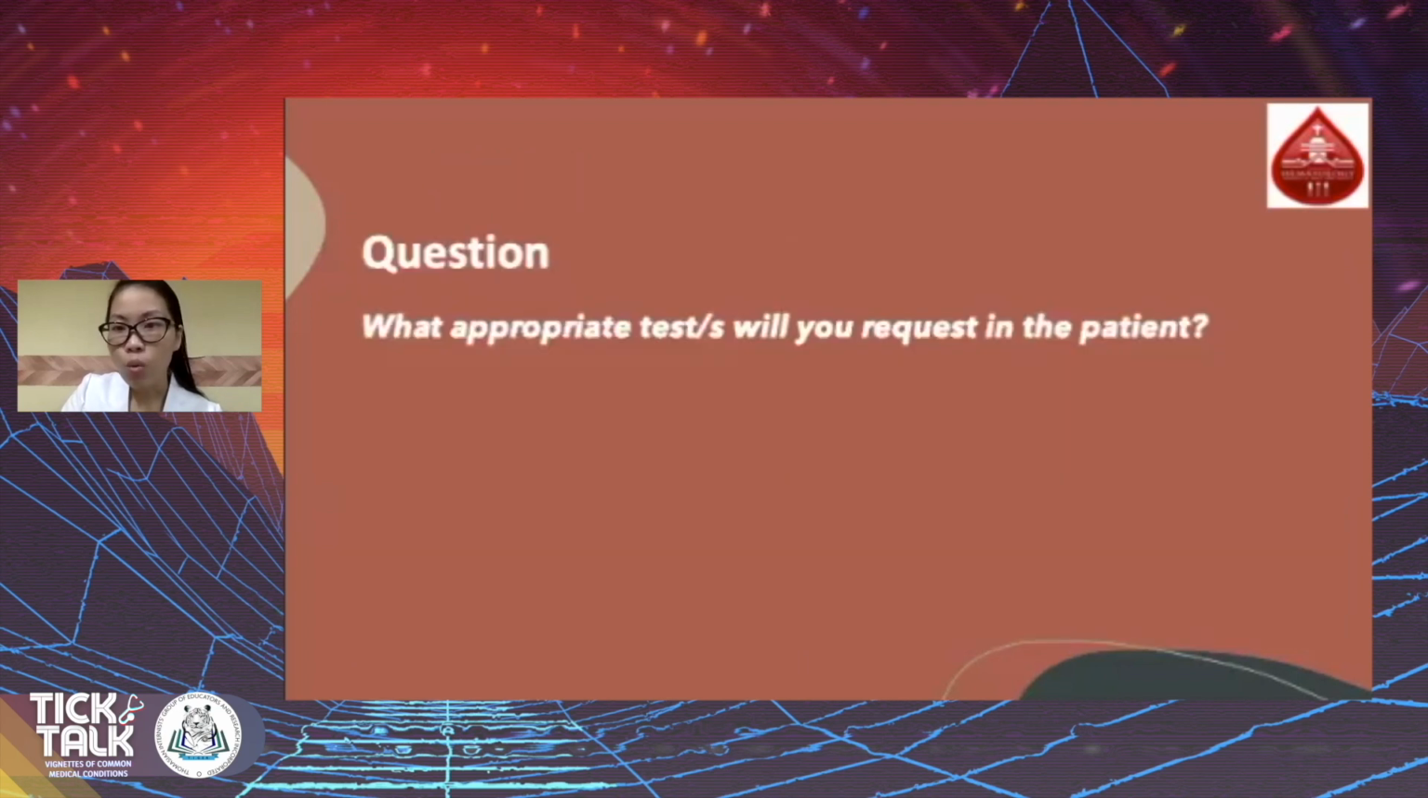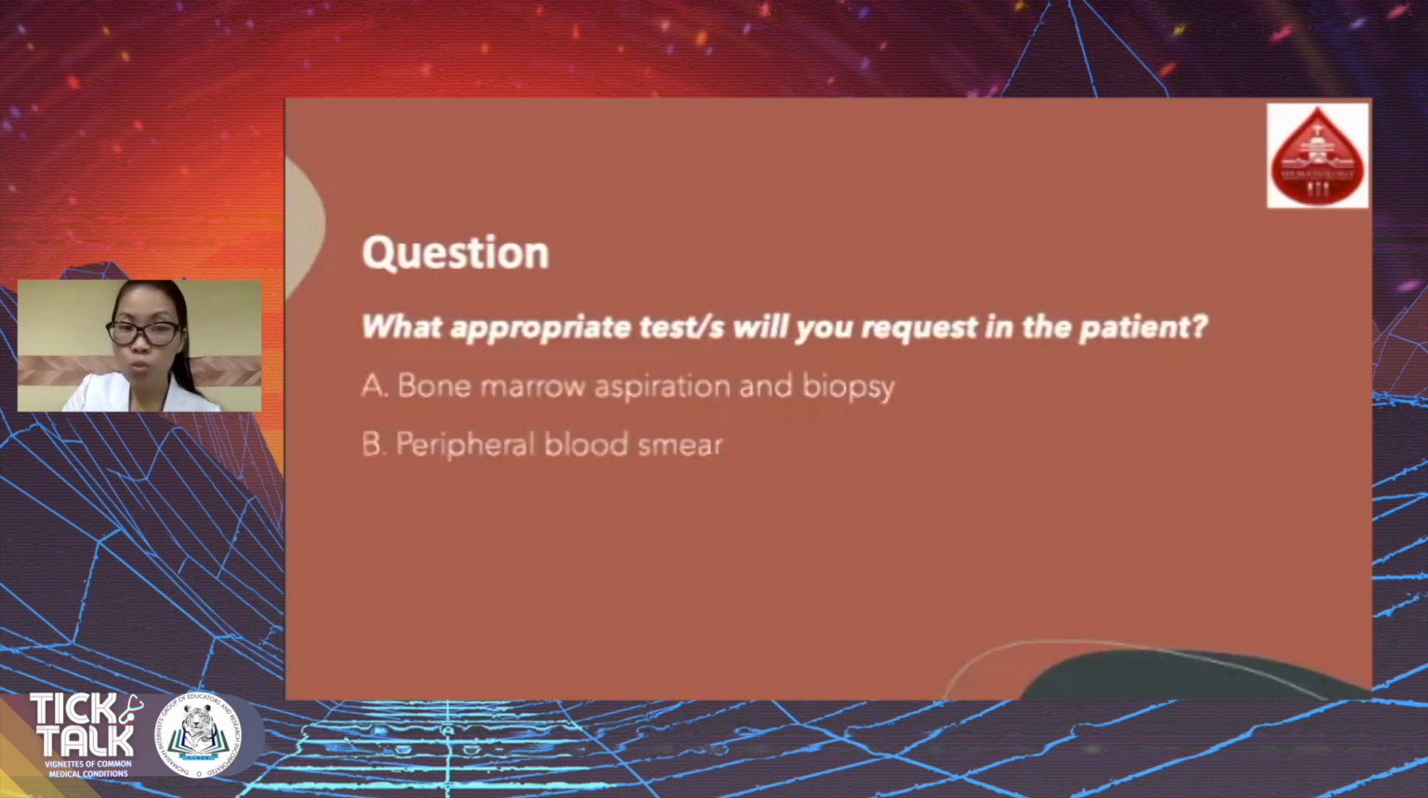Now, what test shall we request for this 70-year-old male? A, shall we request for bone marrow aspiration biopsy? B, peripheral blood smear? C, leukocyte alkaline phosphatase score? Or D, procalcitonin levels?